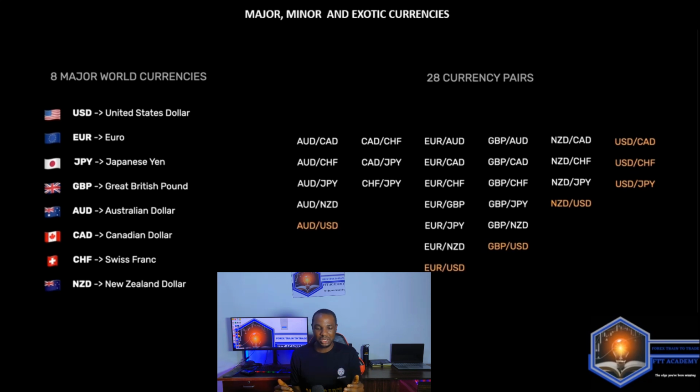Remember, we said the 8 major currencies provide the highest volume. The minor currencies are now added to that to make up the 28 currencies. They provide volume, but they are not as volatile as the major currencies, which means the spreads are going to be slightly higher than those of the major currencies.